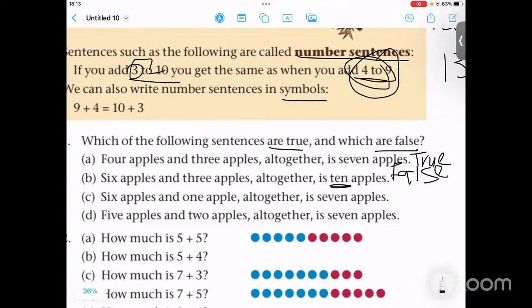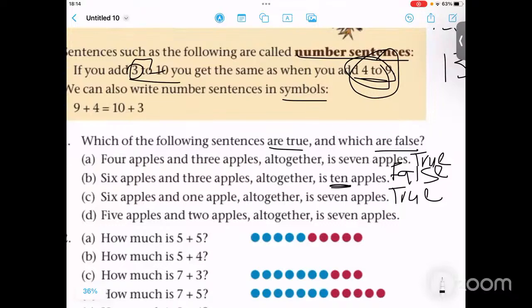7, and who was that? Nana. Okay, 7. So now the correct answer is 7. So that means our C is going to be true. True. And let's look at D.